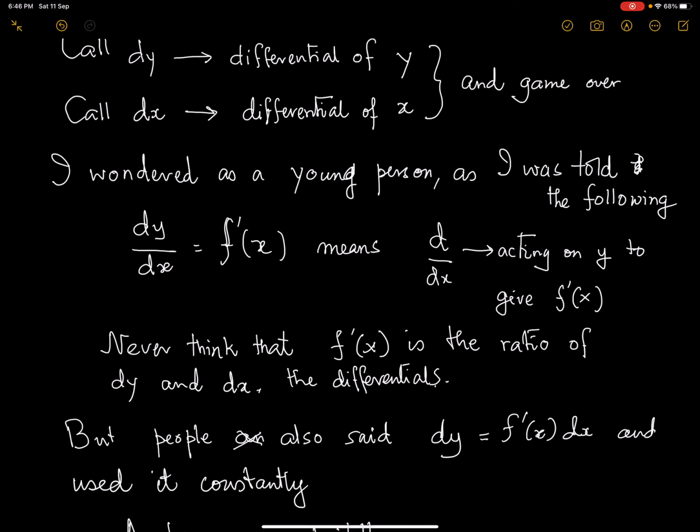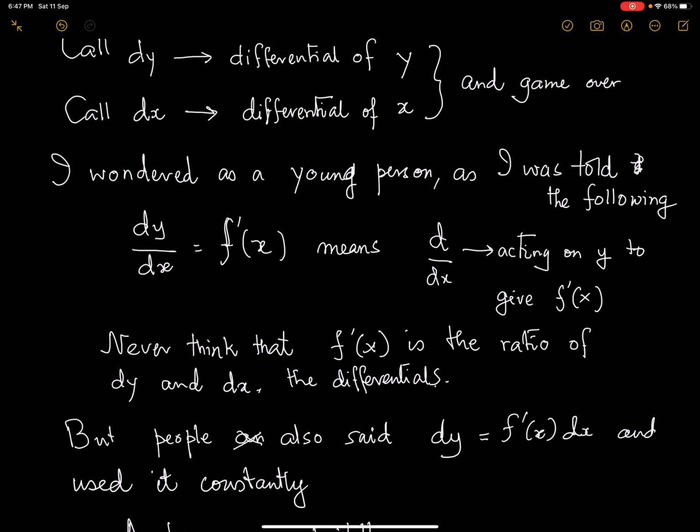But I was very curious because, come on man, it looks like you have taken a ratio of something. And people also said and also wrote dy is equal to f dash x dx. In many calculations these things were written. So this is very ambiguous.